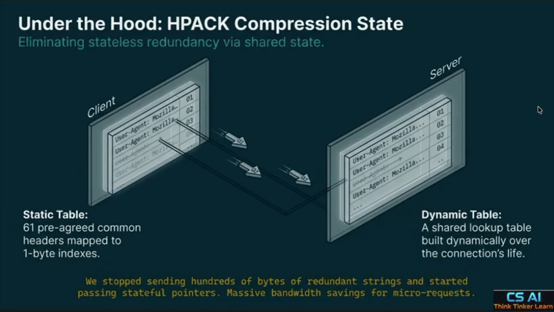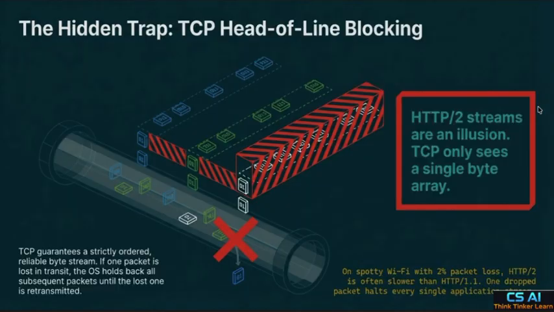We stopped sending hundreds of bytes of redundant strings and started passing 1 byte stateful pointers. This is a massive bandwidth saver for a micro request. But there was a hidden trap.